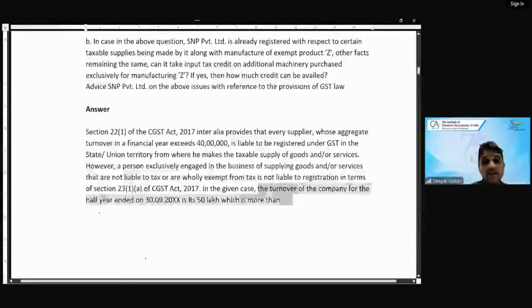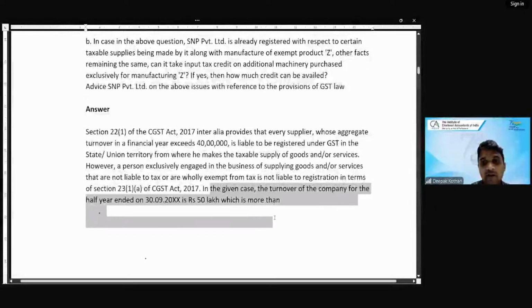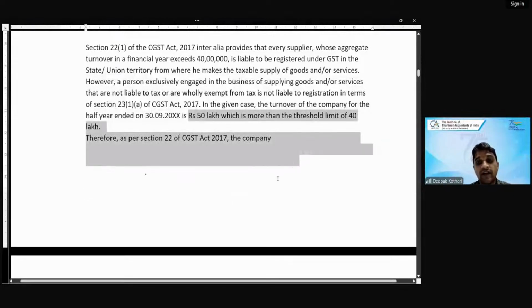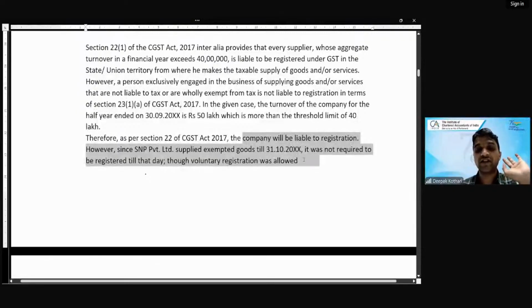So, in the given case, the turnover of the company for the half year ended 30th September was 50 lakhs, which is more than the threshold limit. Therefore, as per normal section 22, they are required to register. But as we said, 23 comes as a savior to them, and there they don't have to. 22 says the company will be liable for registration. However, if they are supplying exempted goods, registration will not be required, though voluntary registration was allowed.